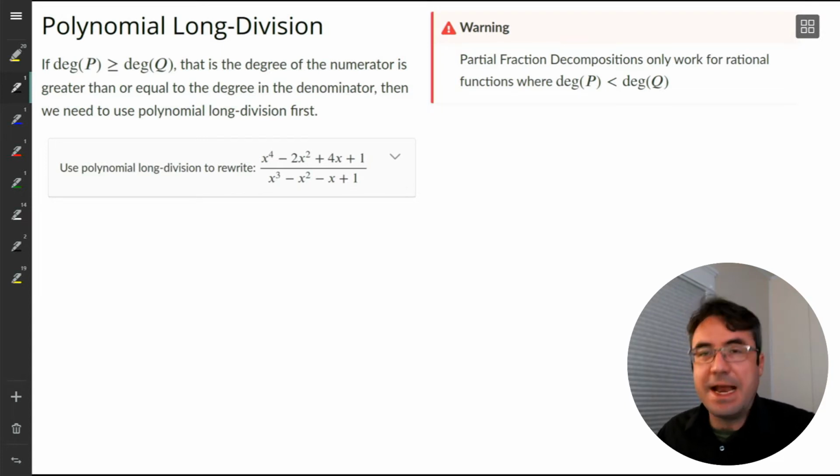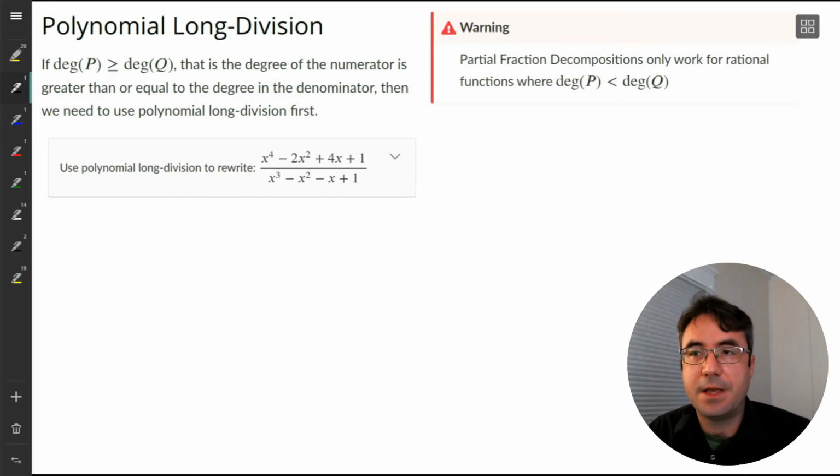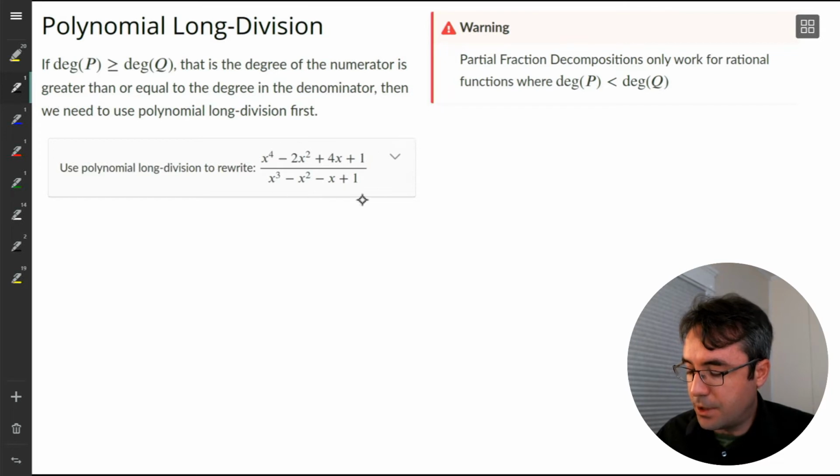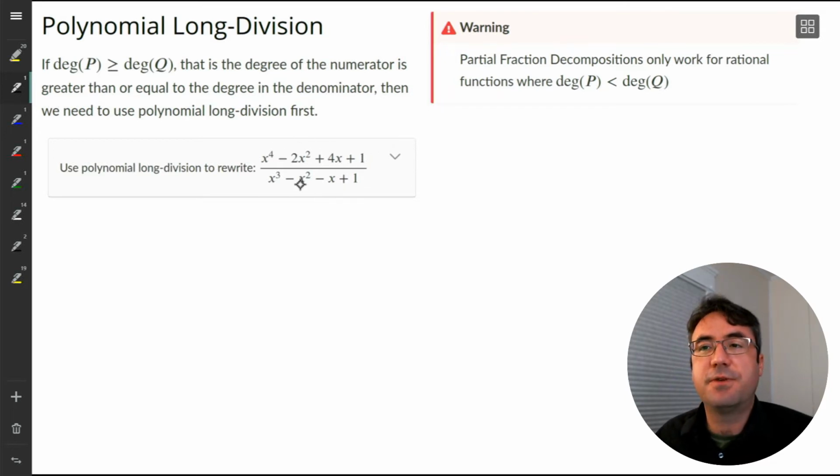Now, all's not lost. We can still make partial fractions work. So in the case where the degree of our numerator is greater than or maybe equal to the degree in the denominator, we have to use polynomial long division first. And so that's what we're going to try with this rational function. So we have a polynomial divided by a polynomial, so it's a rational function. But if we notice, the degree in the numerator here is 4.